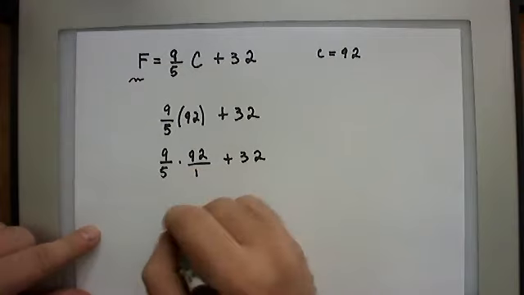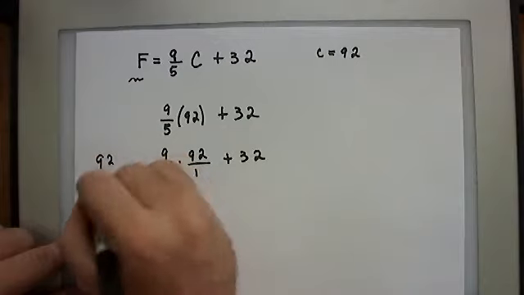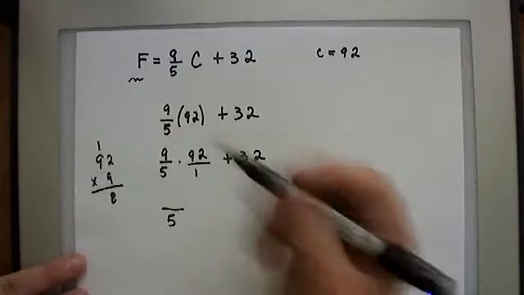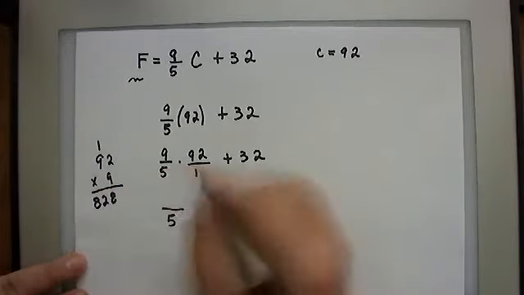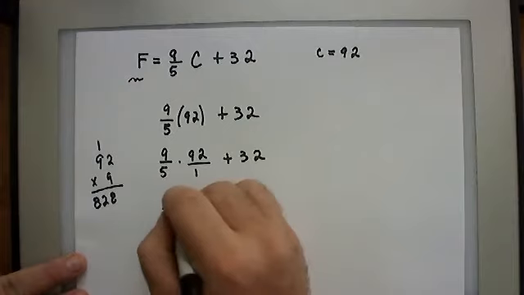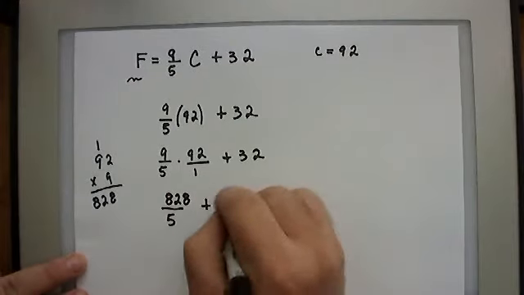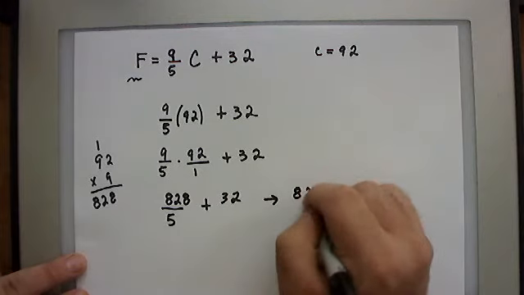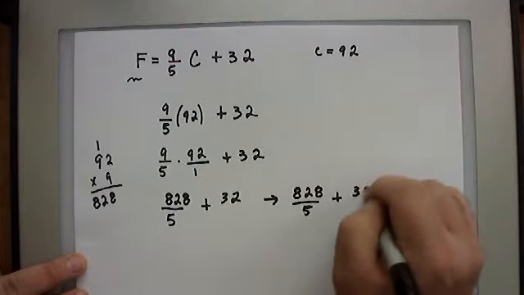5 times 1 is 5. 9 times 92, just do it off to the side. 2 times 9 is 18, carry the 1. 9 times 9 is 81, plus 1 is 82. 828 over 5. All right. Then we're going to say plus 32. So what I'm going to do here is say that's 828 over 5 plus 32 over 1.